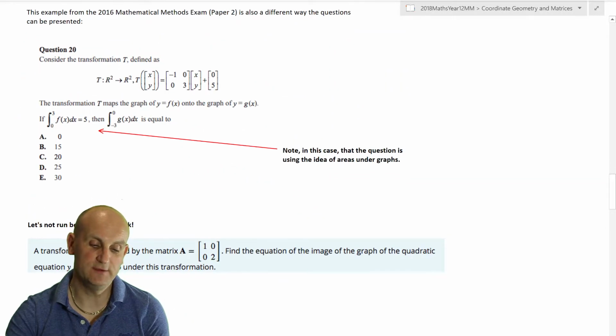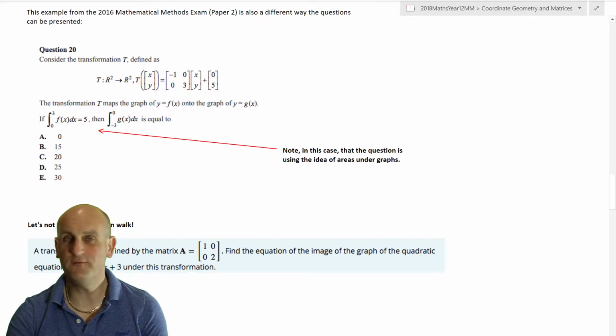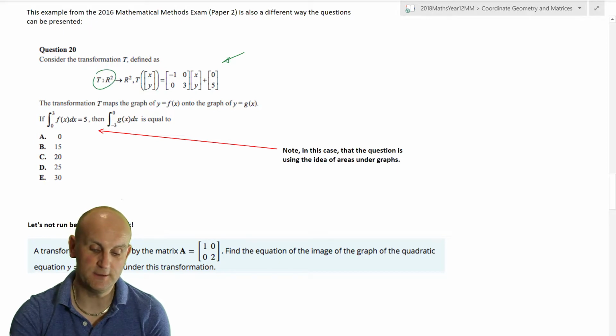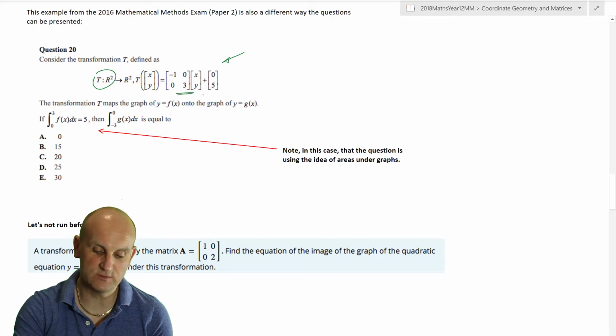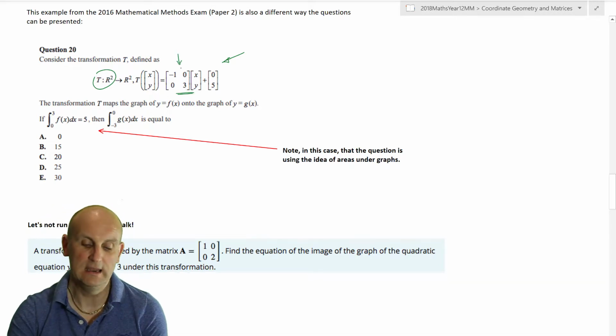This was question 20 from the 2016 VCAA paper. Again, not a very standard question. They gave us a transformation, and again it was mapping from the Cartesian plane onto the Cartesian plane. This was the information that was given to me. Okay, so looking at that, we'll come back to it in a moment.